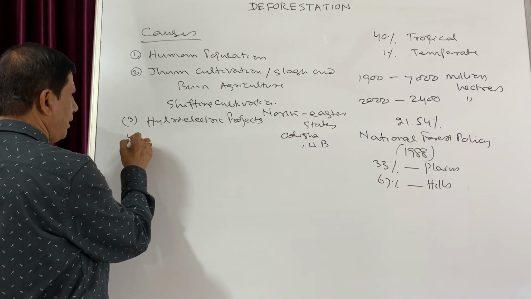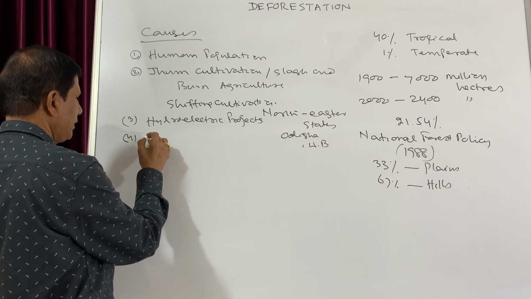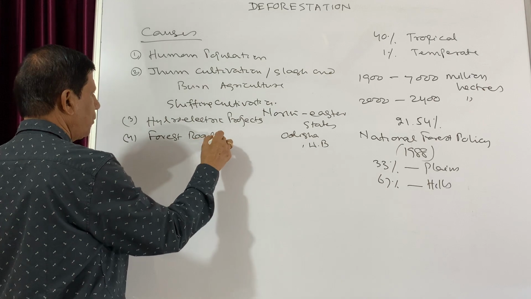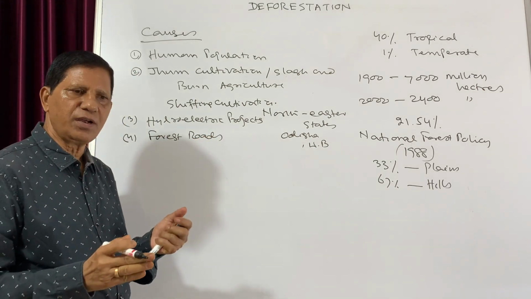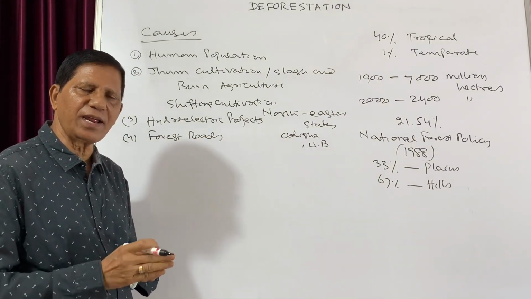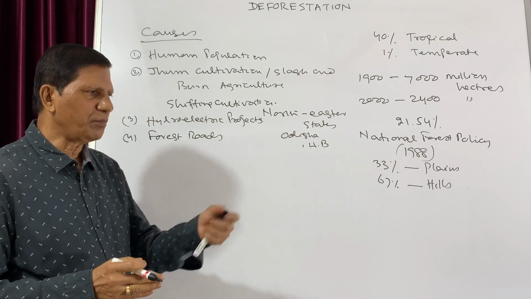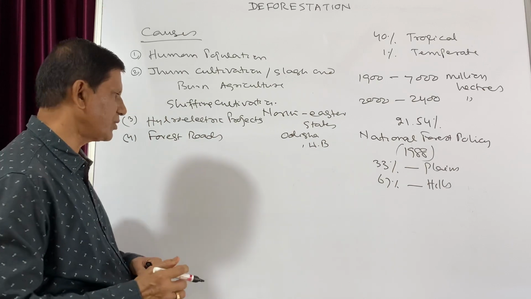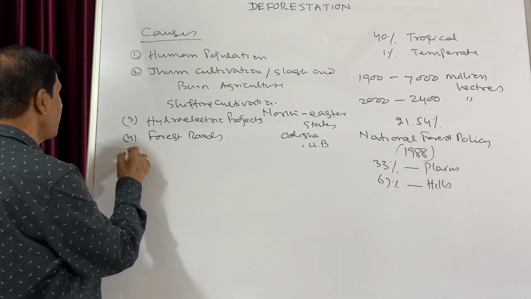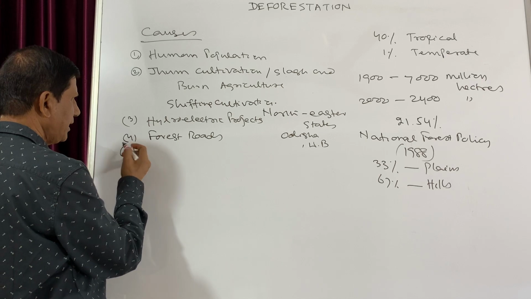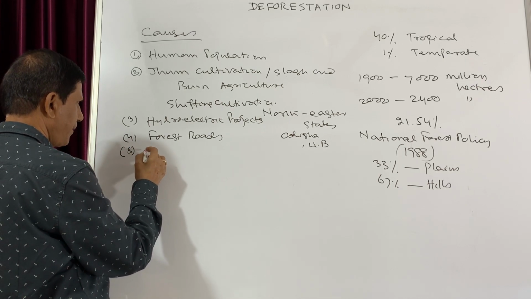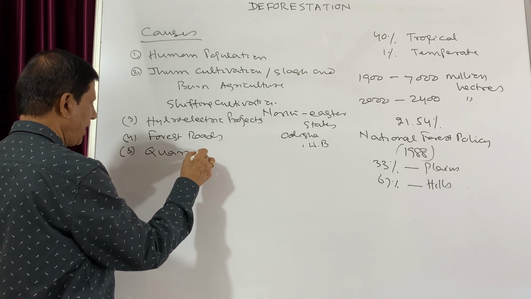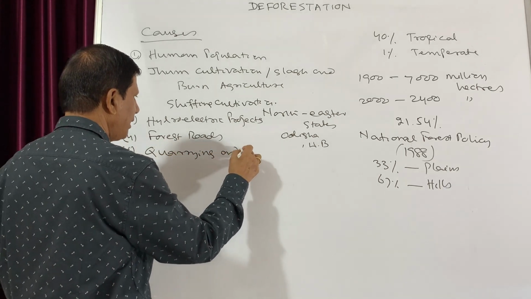Then another point is forest roads. To connect different cities and to have a very short line, the forest trees are cut and roads are built inside the forest, and that is also one of the reasons. The next reason is quarrying and mining.